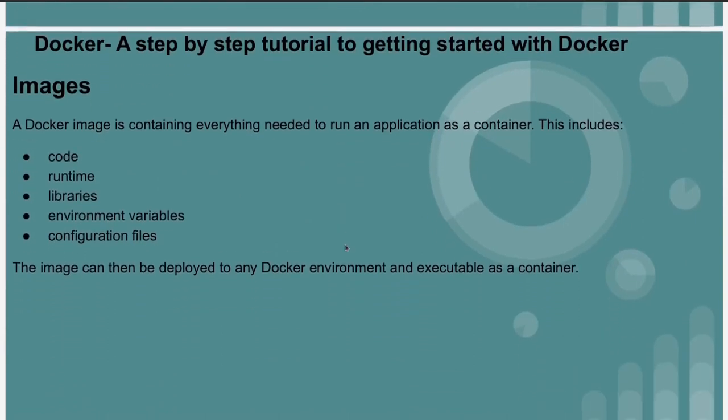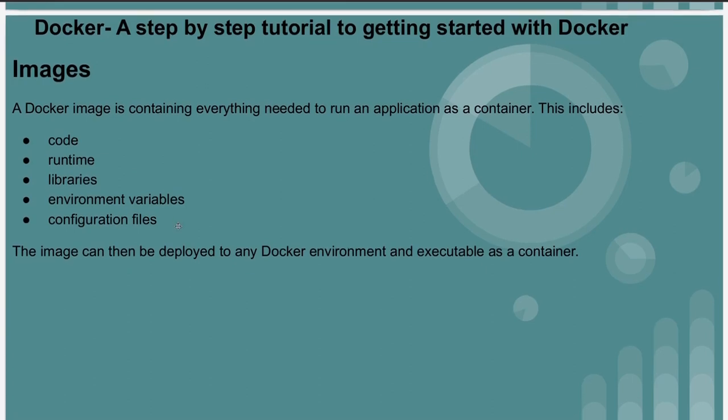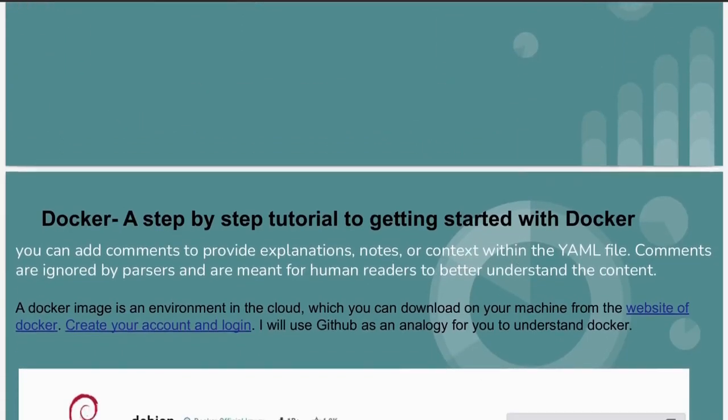Another thing we have is images. What are images? A Docker image contains everything that is needed to run an application as a container. This includes code, runtime, libraries, environment variables and configuration files. The image can be deployed to any Docker environment and executed as a container.